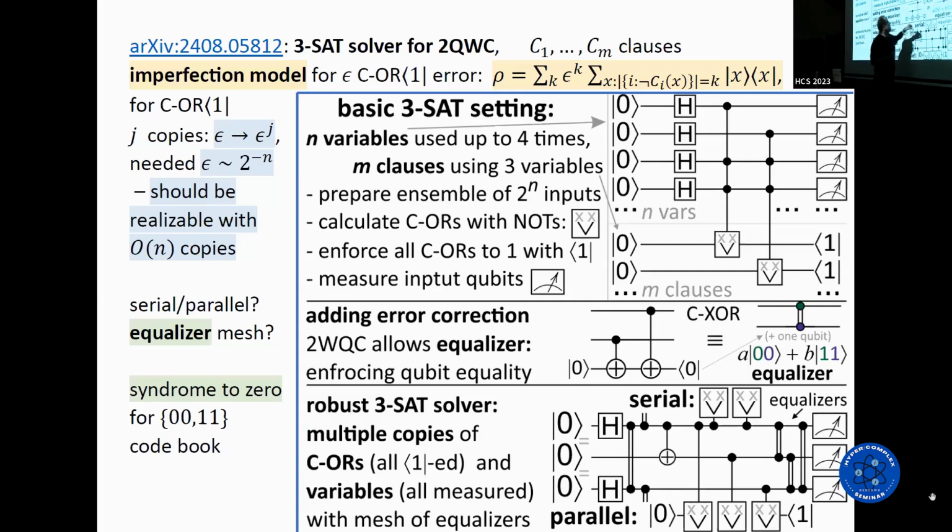So for example, we can also in theory make some better error correction. For example, we have this kind of gadget which literally enforces the 2 qubits to be equal. So we can make many copies of the qubit to improve the error correction resistance of such a circuit in theory.